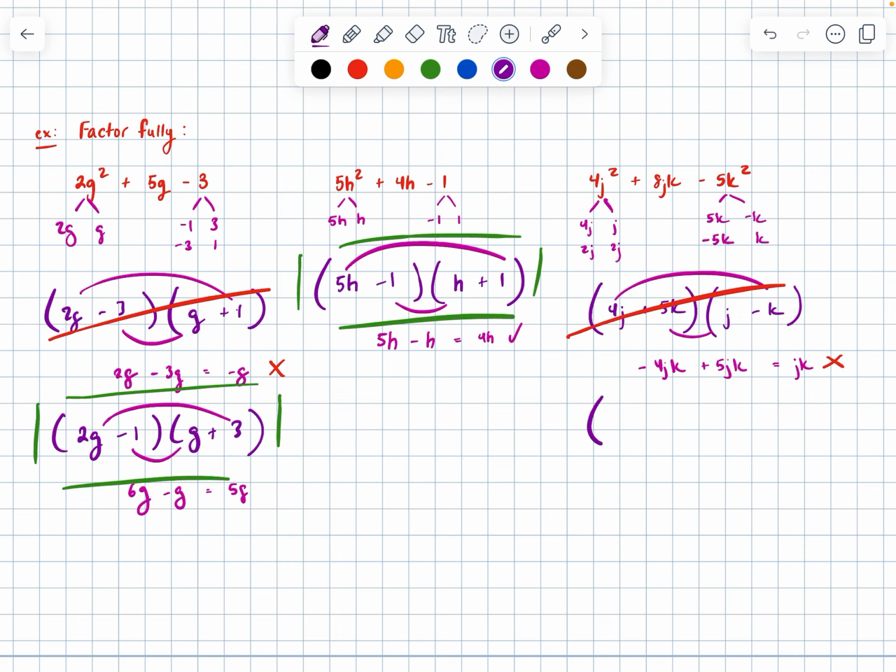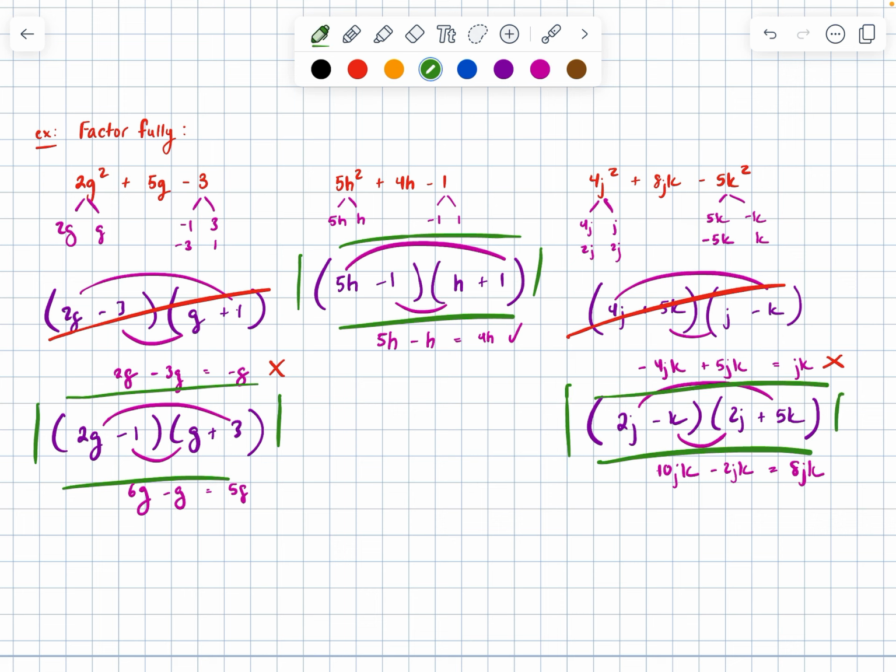Now, it turns out that the correct factorization for this guy is going to be 2j minus k and 2j plus 5k. We have a couple of other options that we need to test out. Eventually, we'd stumble on this guy. Well, 2j times 5k gives me 10jk. Negative k times 2j gives me negative 2jk. Put them together, there's the middle term of 8jk that we're looking for.